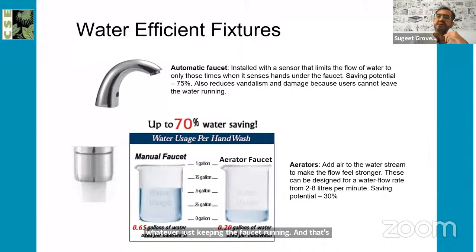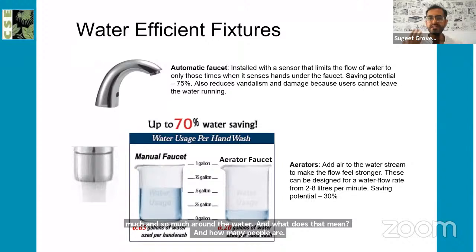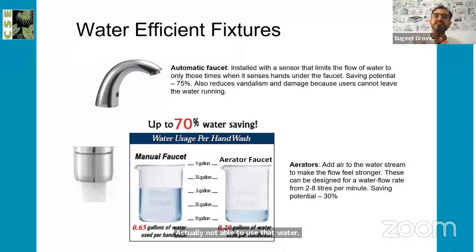If you're retrofitting your campus or bringing in new buildings, that is something you can do inside your campus. And awareness campaigns are something that everybody can start right now. Just a poster in every room, any washroom, reminding people that a tap running consumes so much water, and what does that mean, and how many people are not able to use that water? It's something that people are able to see every day, and that becomes a part of their daily lives, and perhaps they can become aware of it.